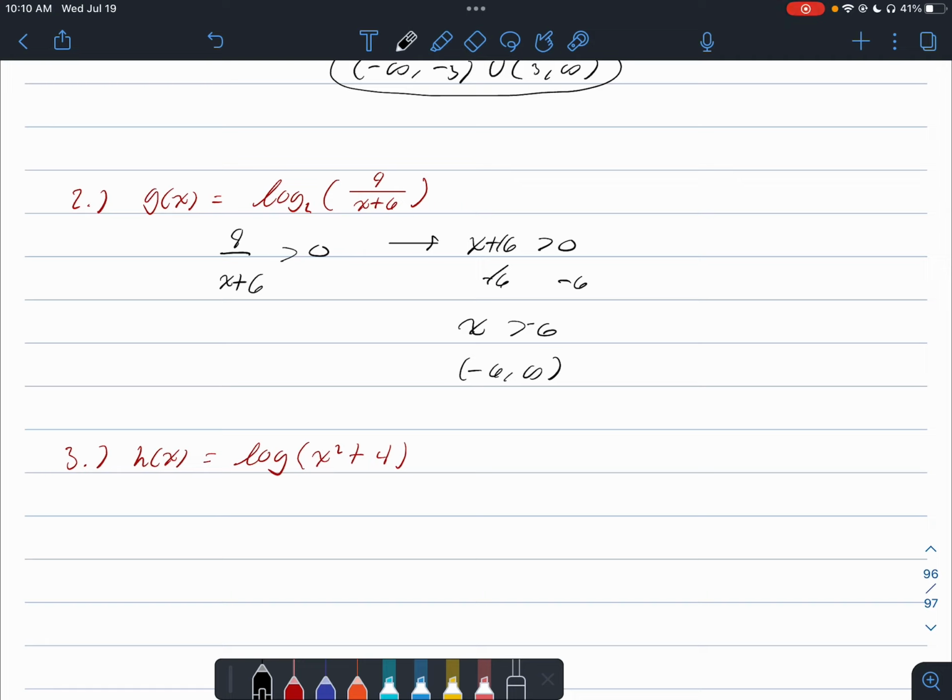So to test this, you could pull, say, 0. If you plugged in 0 for x, we would get 9 over 0 plus 6, which is 9 over 6, which is positive. So we'd be good. So this is the domain for our log function here.